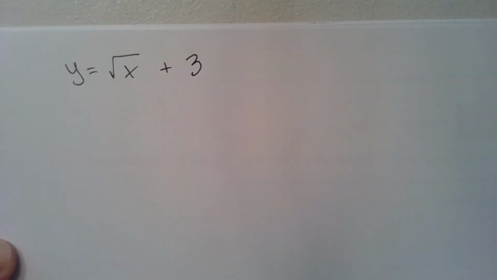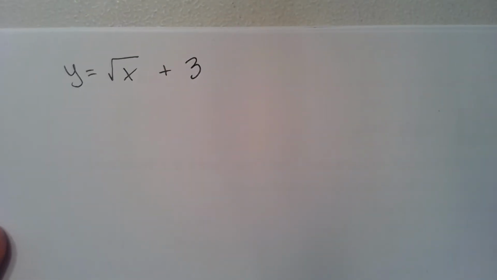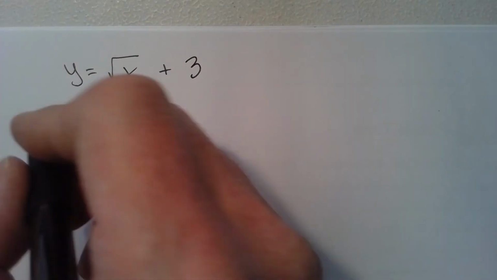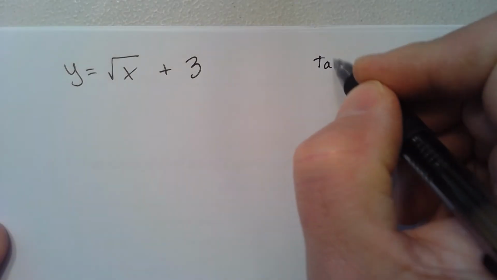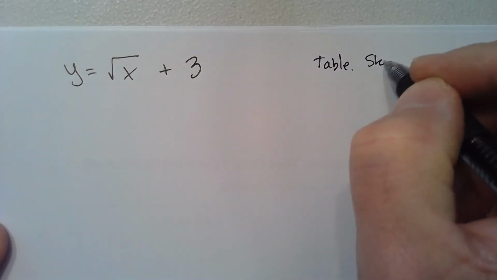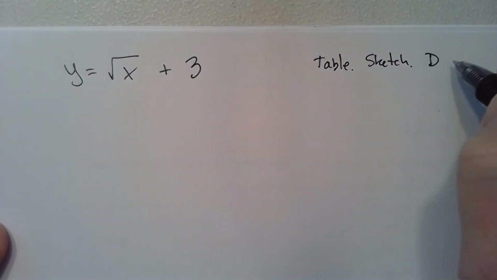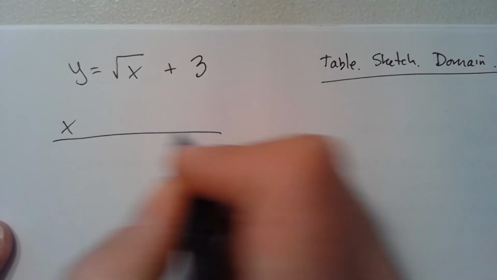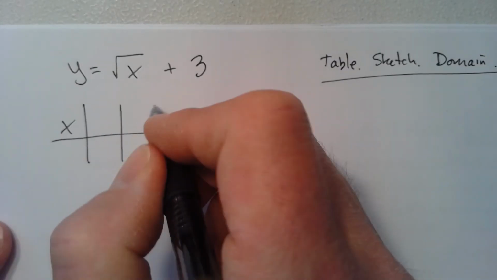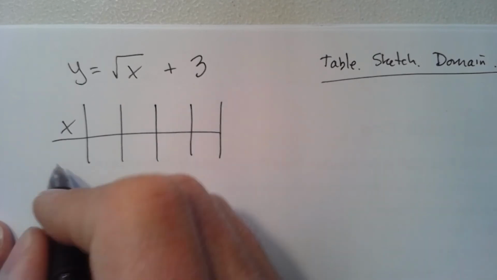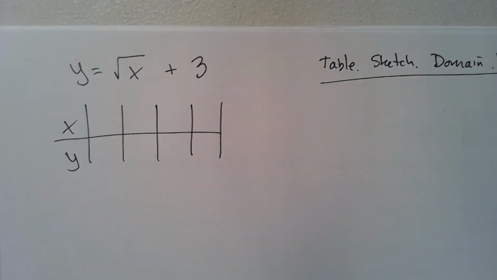Okay, so same thing. I want you to make a table. I want you to sketch. I want the domain and the range. So 4 points again.